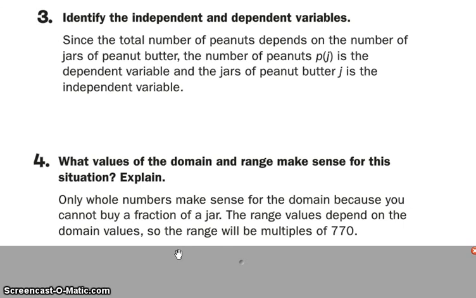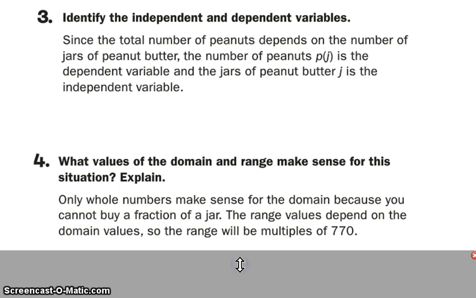The range value depends on the domain values. So the range will be multiples of 770. So for one jar, it would be 770. For 2 jars, you would take 770 times 2. Okay, so that would be your range. And again, those would be whole numbers as well. You're not going to have a negative number of peanuts. That doesn't make sense. Okay?